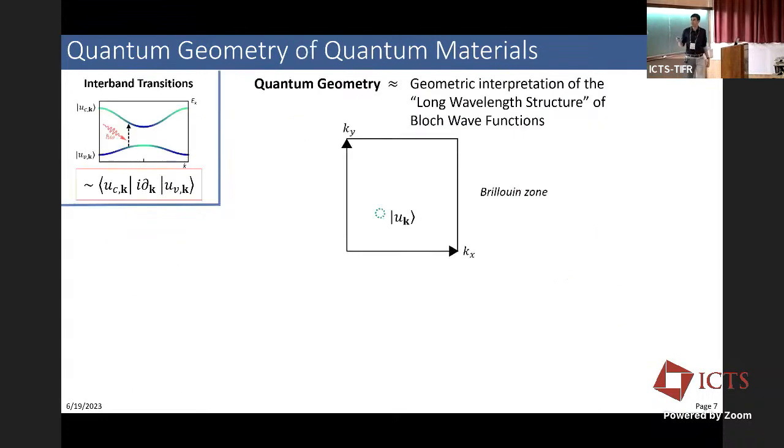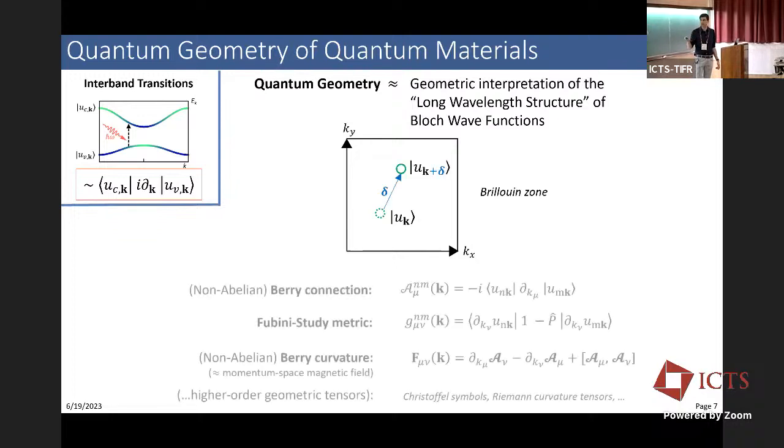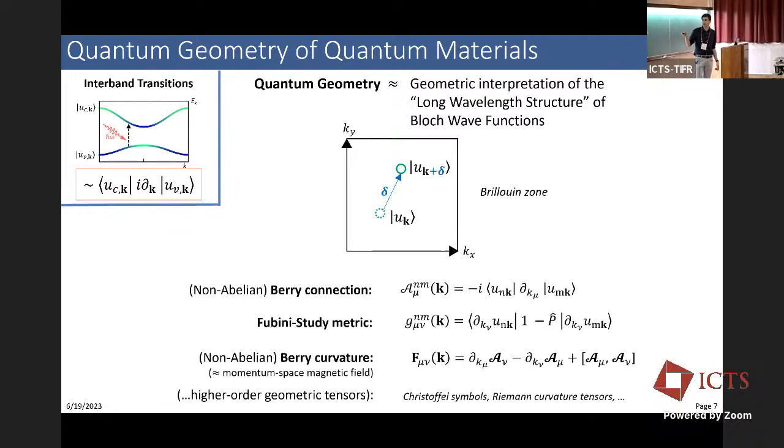And in fact, quantum geometry really in a nutshell is essentially a geometric reinterpretation of the long wavelength structure of Bloch wave functions. So what that means is, imagine I take a Bloch state in the Brillouin zone at some Bloch momentum k. I can imagine parallel transport or an overlap between that Bloch state to a Bloch state in a small vicinity near the Bloch momentum k.